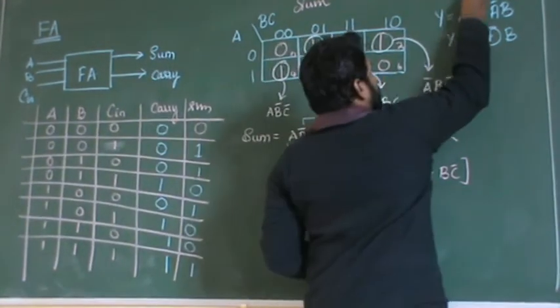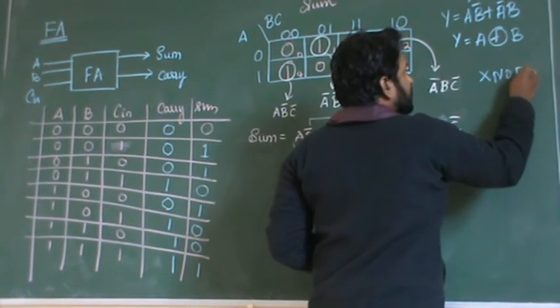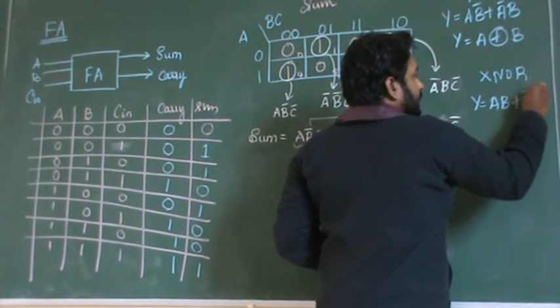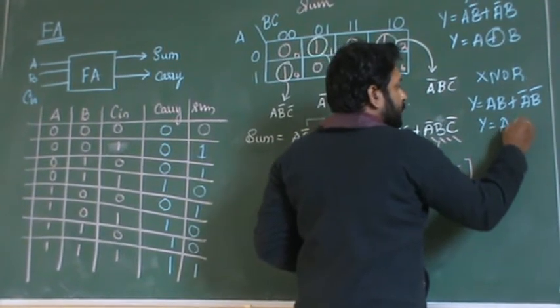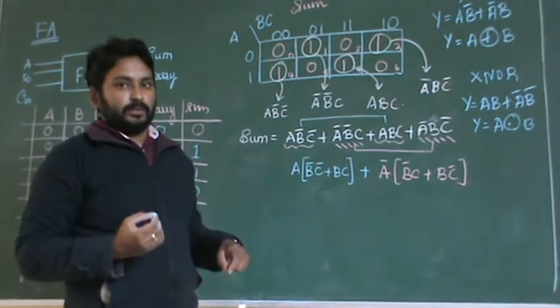So this is XOR. And what is XNOR? The XNOR expression is Y is equal to A B plus A bar into B bar. So that is nothing but Y is equal to A dot into B. So this is how we represent XNOR.